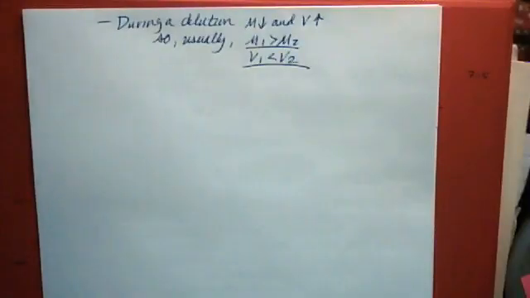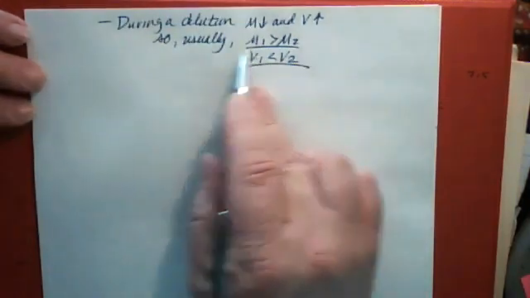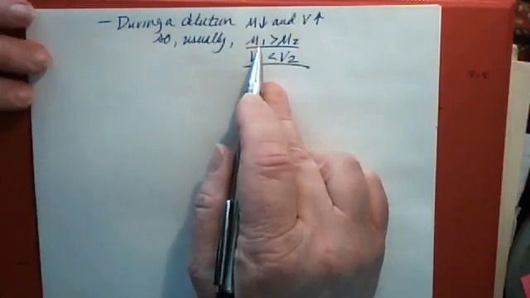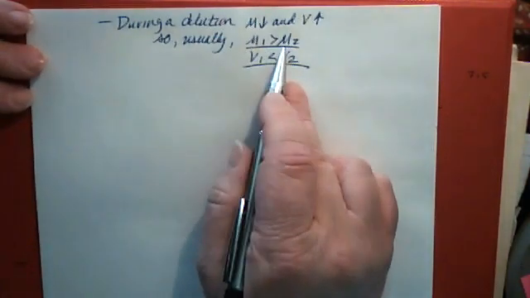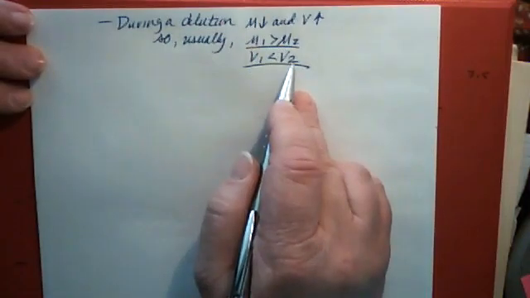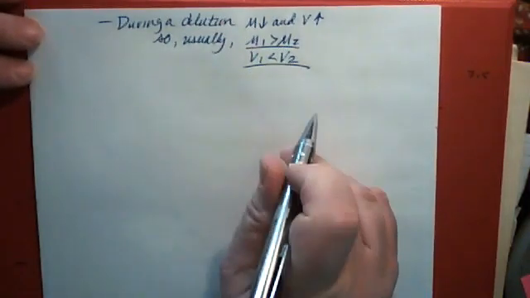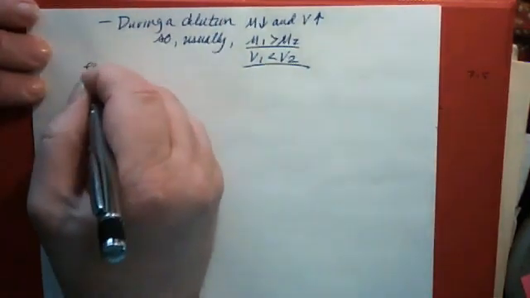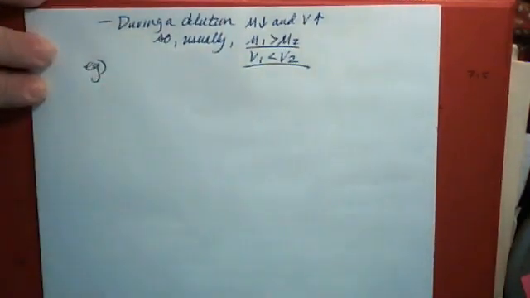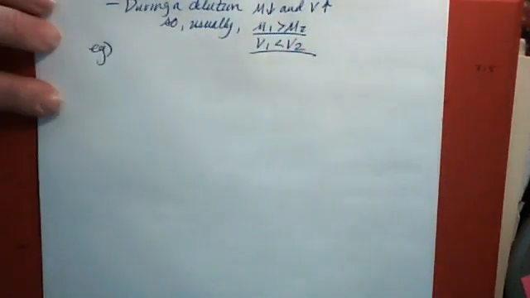Okay, so as we were saying, during a dilution, molarity goes down and volume goes up. And so normally during a dilution, molarity 1 will be greater than molarity 2, and volume 1 will be less than volume 2. And so that's what you should expect. And some examples of how we can actually do dilution problems follow.